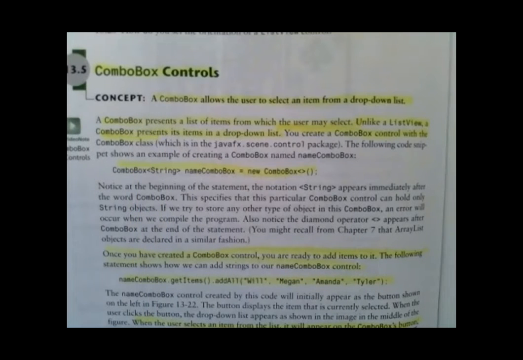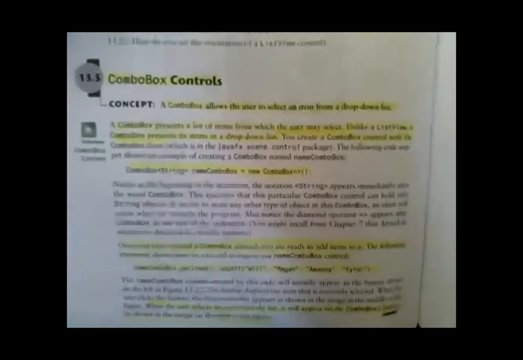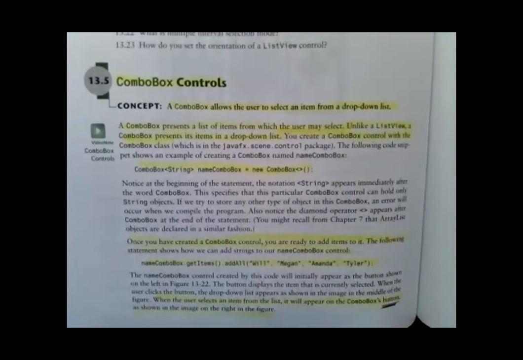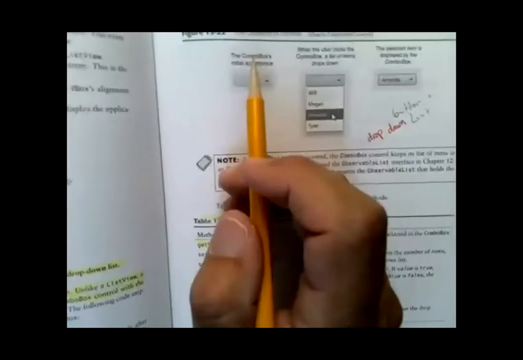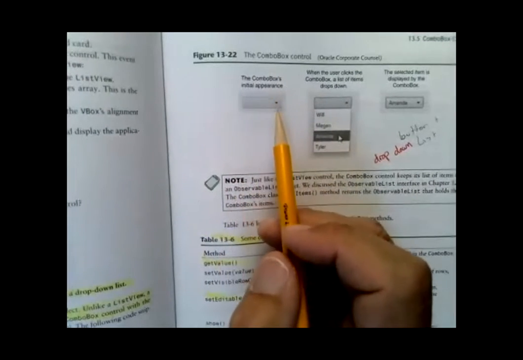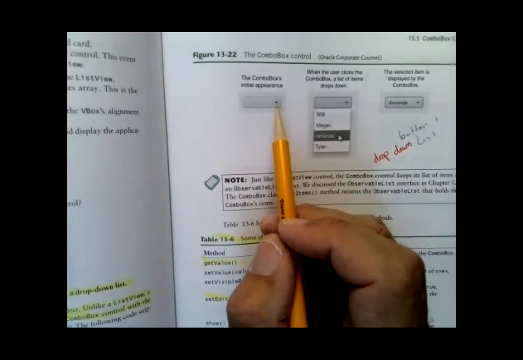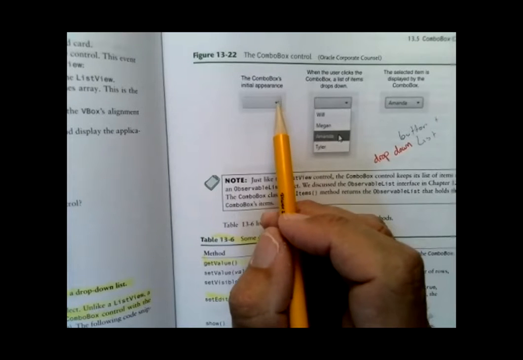All right, 13.5. These are kind of cool. You're familiar with them. This has Microsoft Word written all over it, a lot of these things we're doing. In 13.5, we get into something called a combo box. A combo box will allow you to select an item from it, but it looks a little bit different because when it's created, it has this kind of button that you click on.